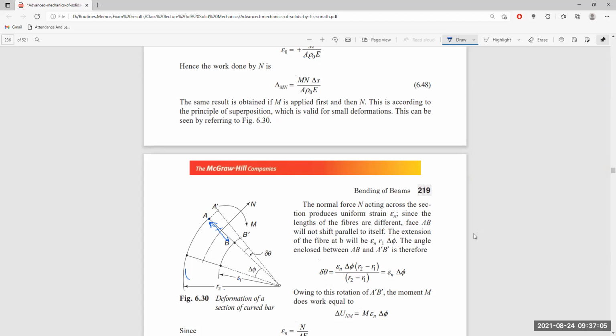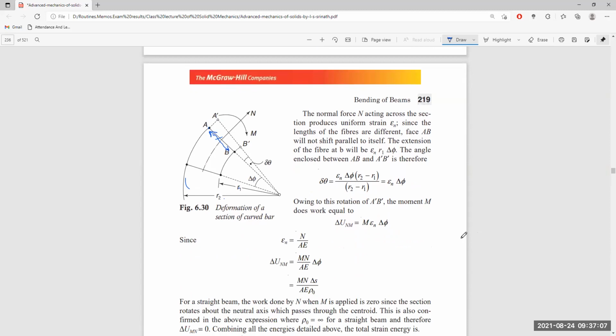Since epsilon N is the normal force acting, divided by A into E, epsilon by A is the stress itself; stress by E is equal to strain. Then if we put the value of epsilon here, delta UN will be M into N divided by A into E into sigma phi. Or if we again put the value of sigma phi itself, it will be delta S dot A into E into M rho 0.